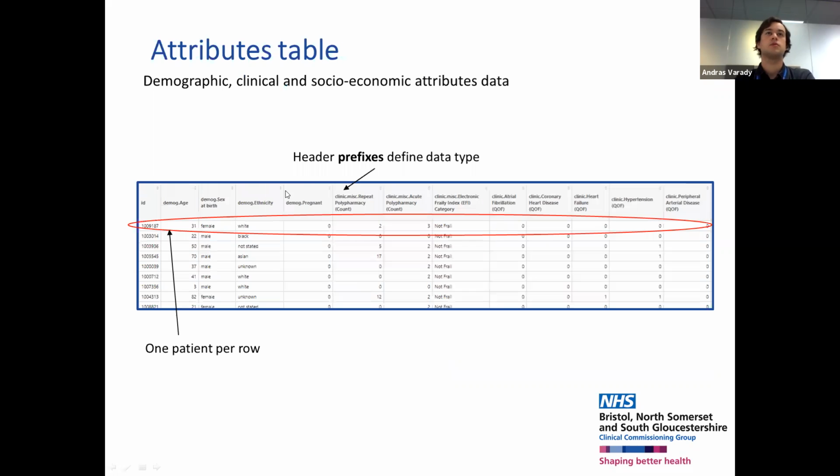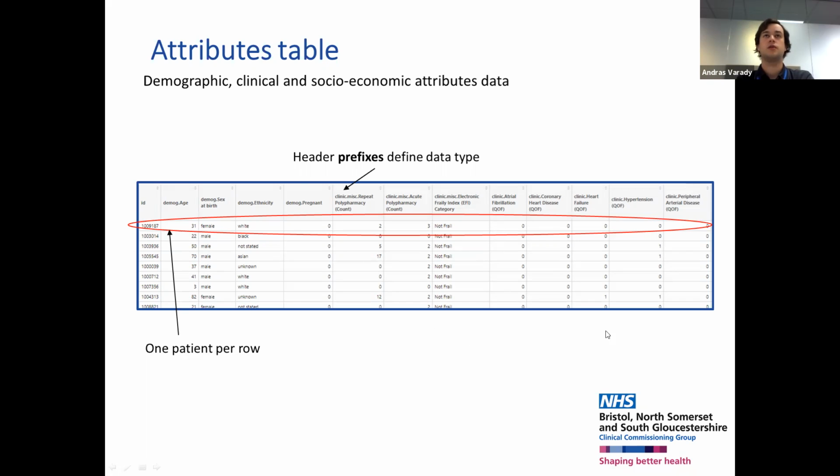The attribute table has a row per patient, so it has 10,000 rows, and we start off with the ID, and then going across, we have the various attributes of this individual. Generally, we have demographic, clinical, and socioeconomic attributes. It might be worth mentioning that each of the column headers, with the exception of ID, has a prefix just to tell the ExploreR which of these categories the column belongs to.